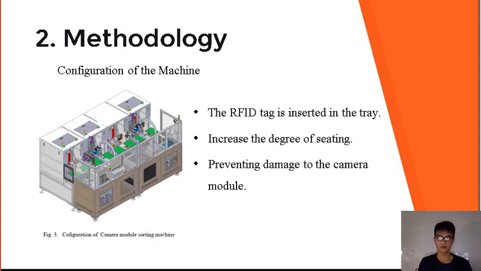In order to increase the degree of seating on the inspection socket, the correct location is checked with a separate vision camera, and damage to the camera module is also inspected.